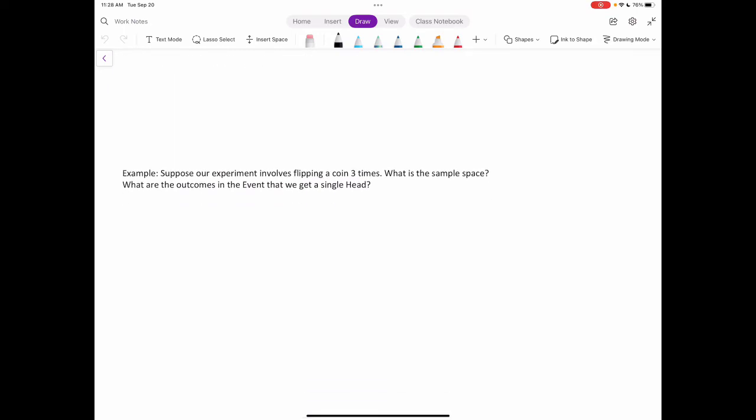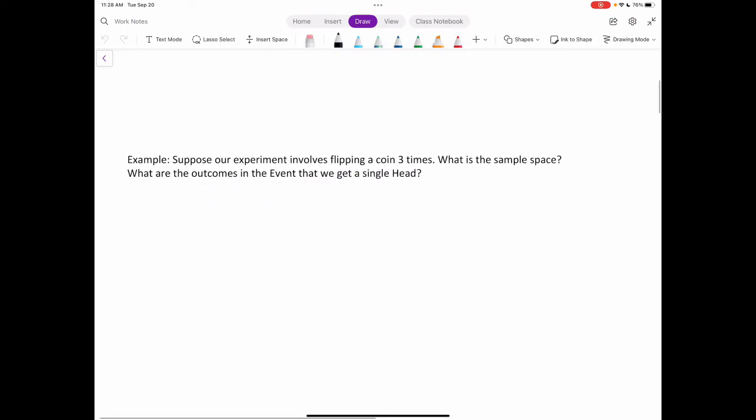So for example, let's make this a little bigger. Suppose our example involves flipping a coin 3 times. What is the sample space? And what are the outcomes in the event that we get a single head? All right, so let's take this one kind of part at a time. So we're flipping a coin 3 times. And so that is our experiment. So one trial will involve 3 things happening, all right? It's going to be the result of each time that we flip that coin.